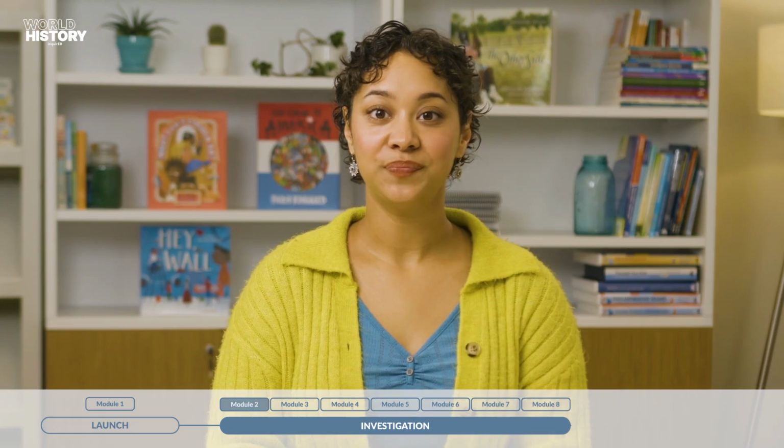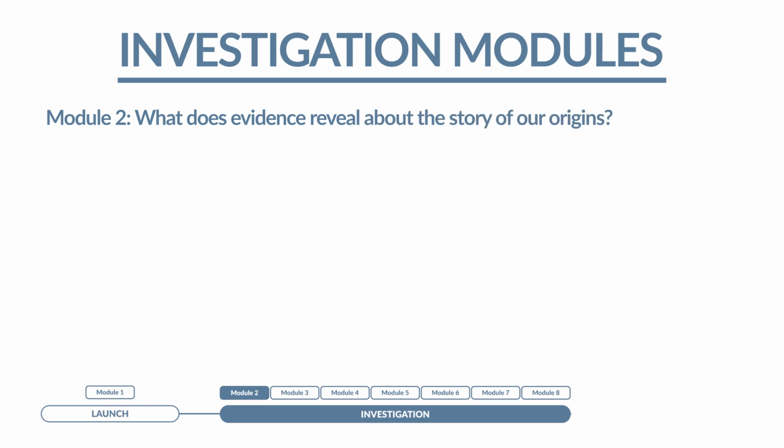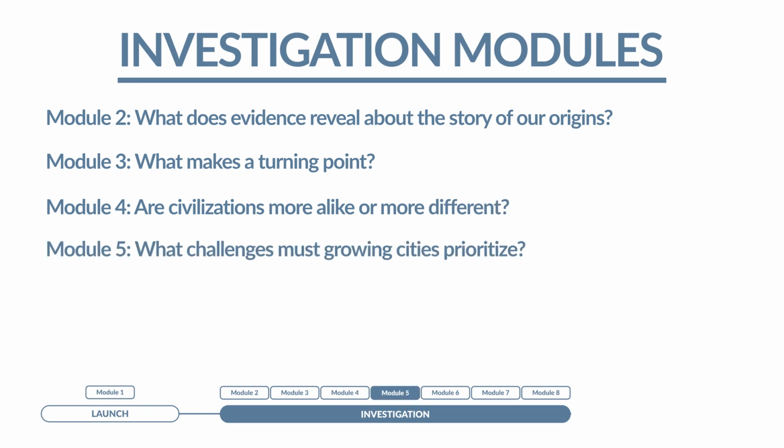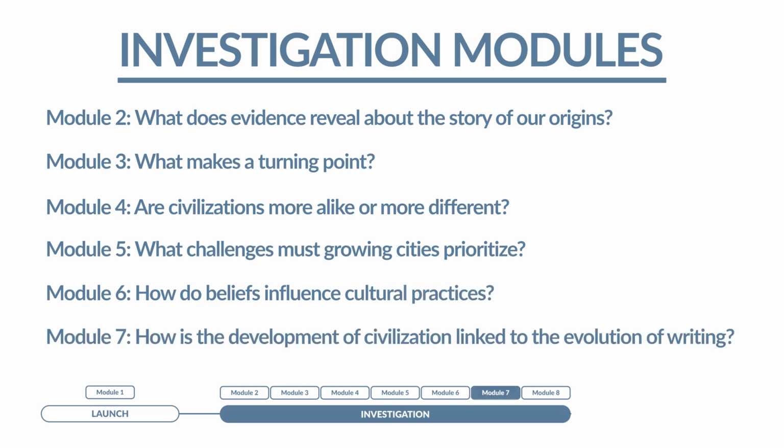After the launch module, students move through a series of investigation modules, each organized around an essential need-to-know question. What does evidence reveal about the story of our origins? What makes a turning point? Are civilizations more alike or more different? What challenges must growing cities prioritize? How do beliefs influence cultural practices? How is the development of civilization linked to the evolution of writing? Each of the investigation modules includes opportunities and tools for checkpoint assessments and module quizzes.